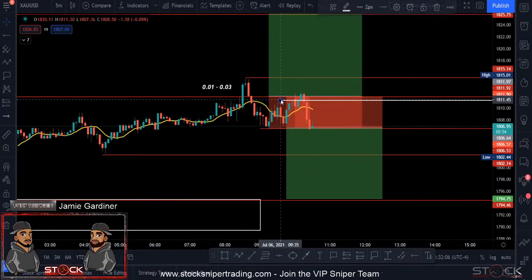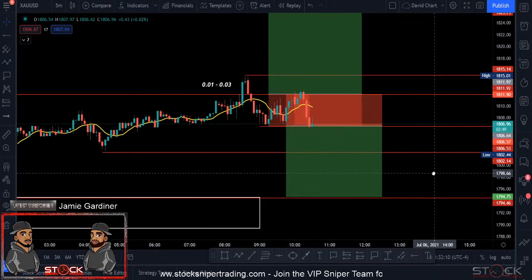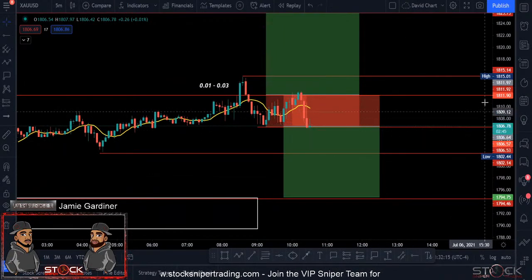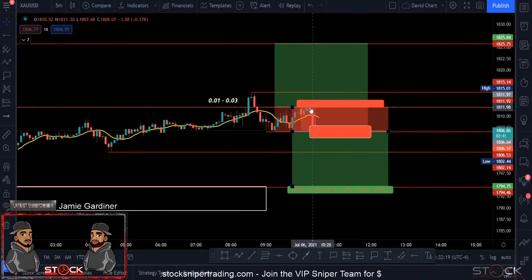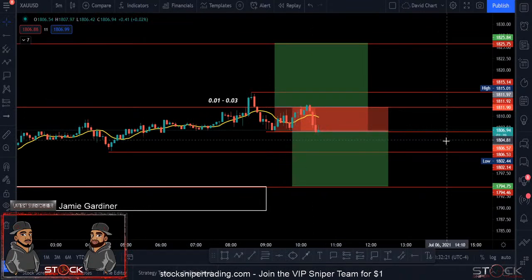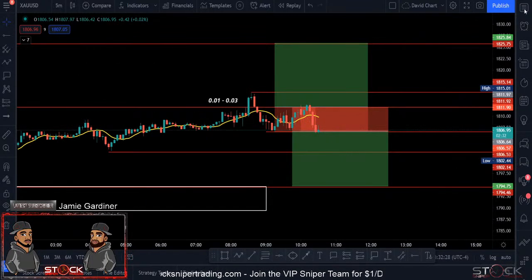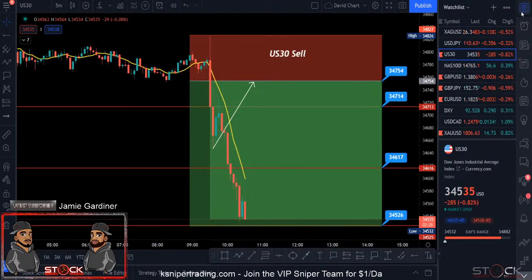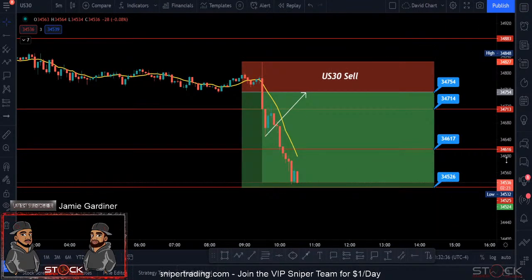Okay, so I'm going to erase this. Don't enter in anything just yet, guys. Just be patient with this. We've got to wait for break and retest. We don't want anything like what happened right here, those two candles, to happen to you. US30 just completely bearish engulfed this previous candle here. Let's see what's going to happen.